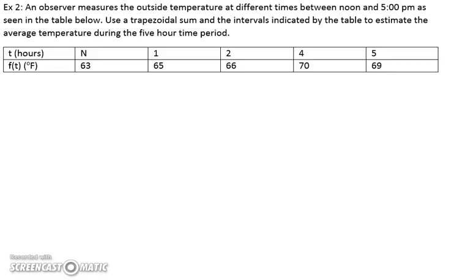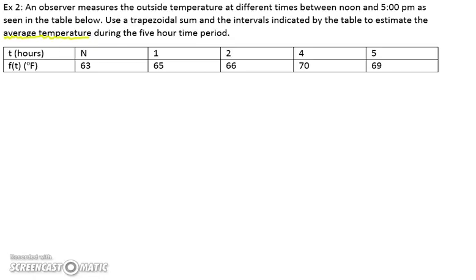So an observer measures the outside temperature at different times between noon and 5, as seen in the table below. Use a trapezoidal sum in the intervals indicated by the table to estimate the average temperature during the 5-hour period. Now, there's something that we need to think about when we're dealing with this problem here, and that's the fact that they told us the word average. They threw that word average out there. Average temperature. So that to me means one of two things. We either have average value or we have average rate of change. So this is either going to be an integral problem or it's going to be a slope problem.